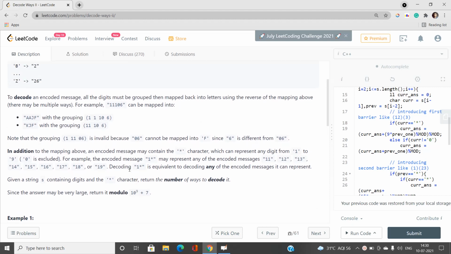Now the question is not pretty simple. How the question is modified to make it complex is that we have been introduced to a star character. In addition to the mapping above, an encoded message may contain the star character.